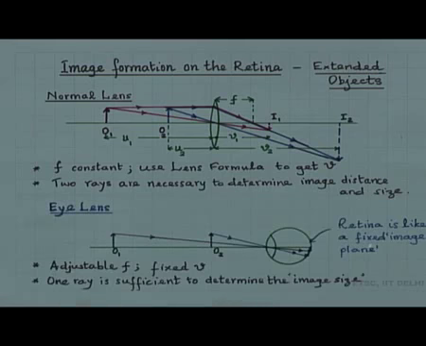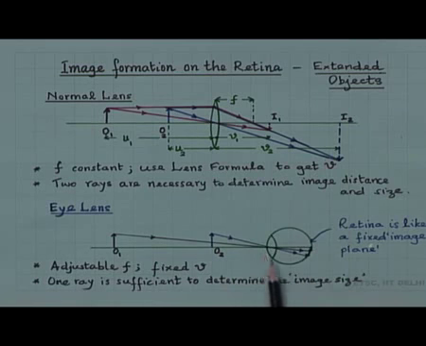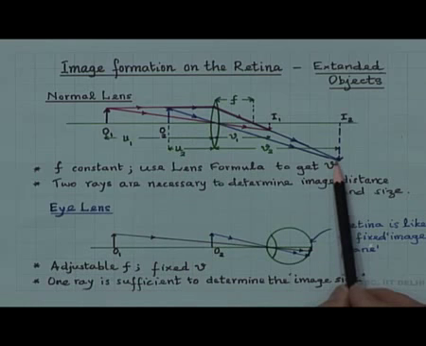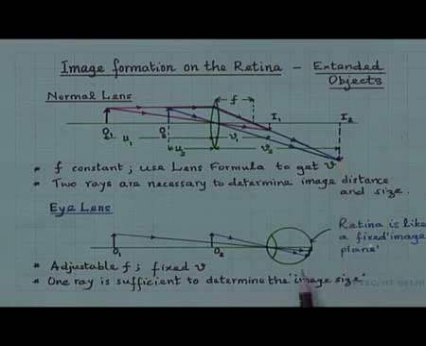Now, let us see the eye lens. Here is the reduced eye with the eye lens. Unlike the normal lens, the image distance here is fixed, and therefore we do not require two rays to locate the position of the image. The position of the image is fixed, and it is only the extent, the size of the image, that has to be determined here. The size is determined by the angle subtended at the eye, which will tell us the size of the image on the retina.